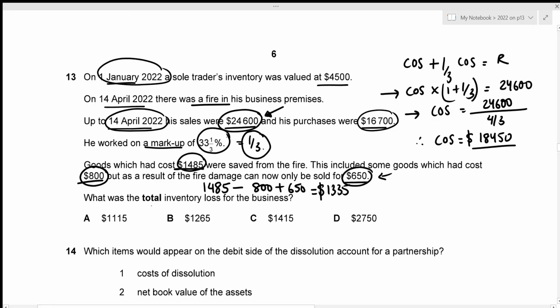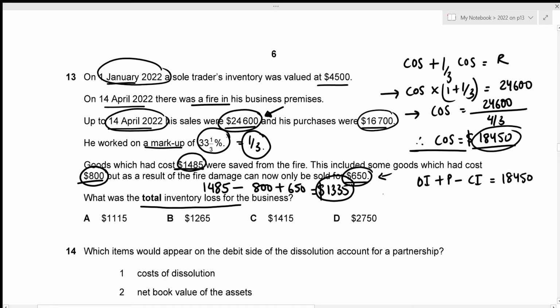Now we need to figure out the total inventory loss for the business. Remember that these are only the closing inventory value that were saved from the fire. Now we need to figure out the value that were lost to the fire. For this, we first need to figure out the total value of the closing inventory, and we can do so from our cost of sales. Let's write down the formula for cost of sales, that is opening inventory plus purchase minus closing inventory, right? And it has a value of 18,450.